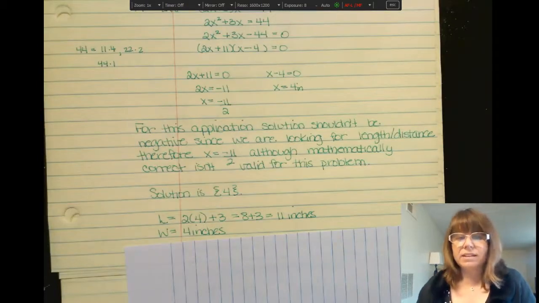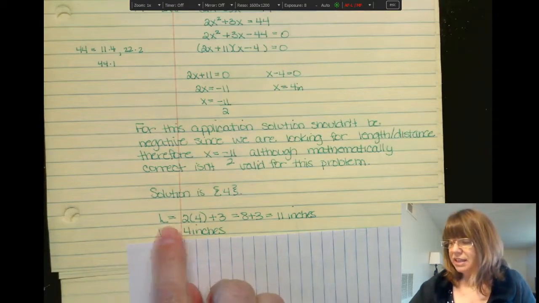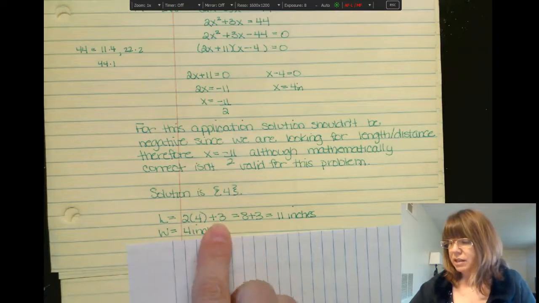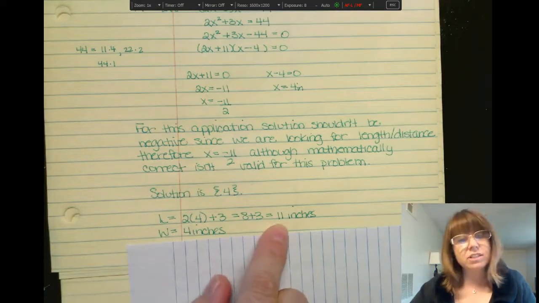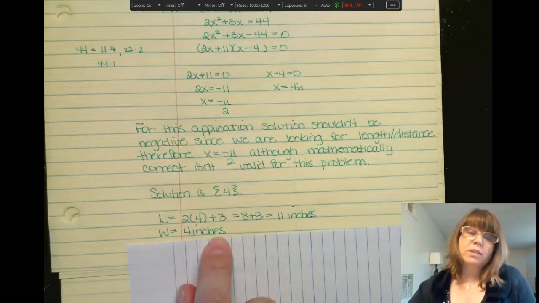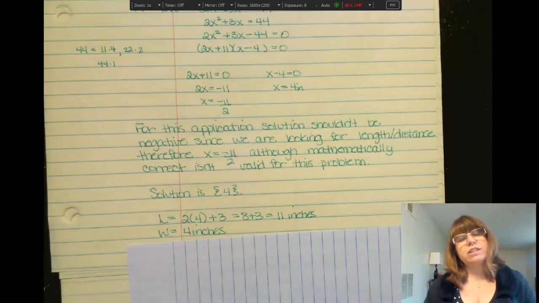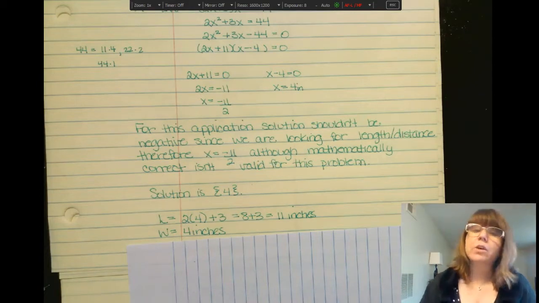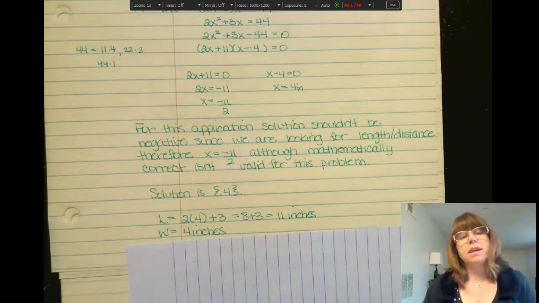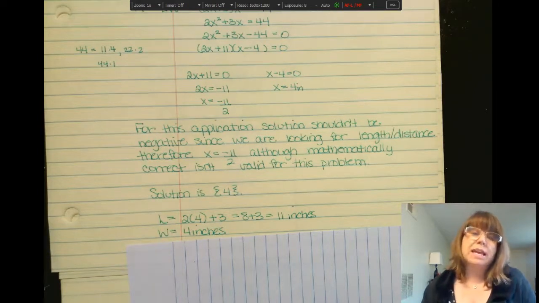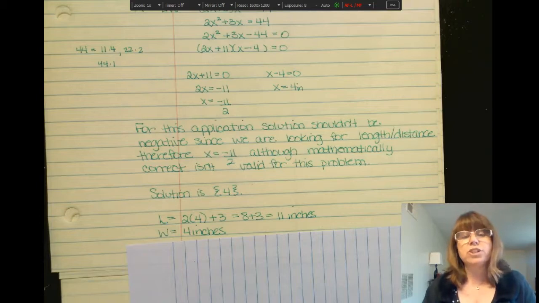Because of that, we now know that the length is 2 times 4 plus 3, 8 plus 3, which is 11 inches, and the width, which was our unknown, is 4 inches. So you do need to look at your solutions. Even though they're mathematically correct, you do need to make sure that your solutions make sense for the problem that you are applying the math to. And in this case, we can rule out one of our solutions because negatives are not a length measurement.